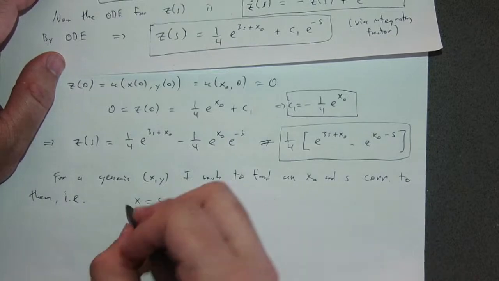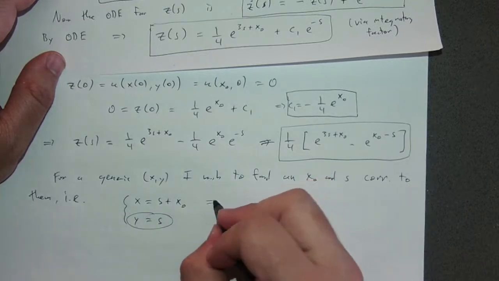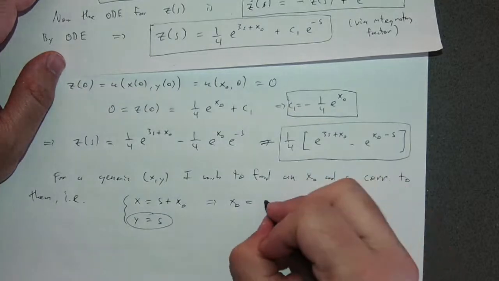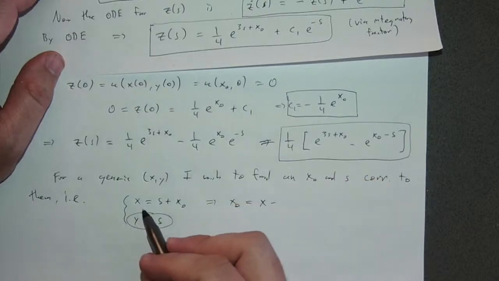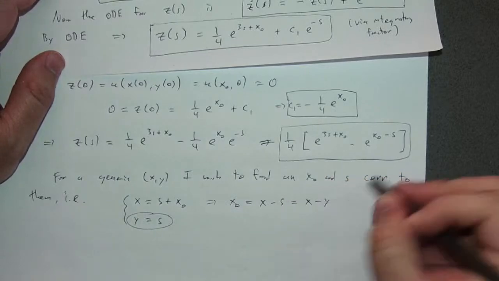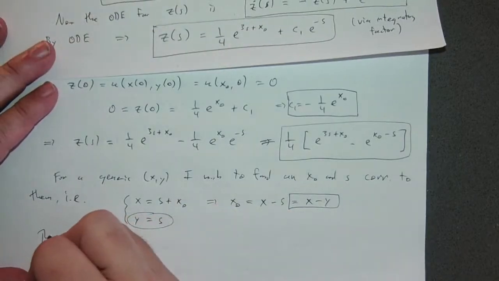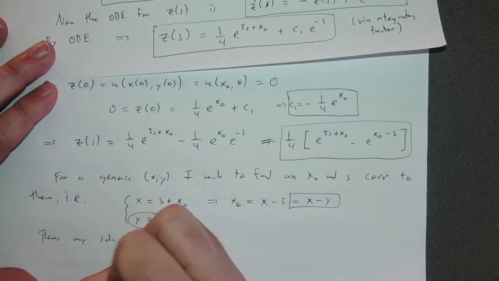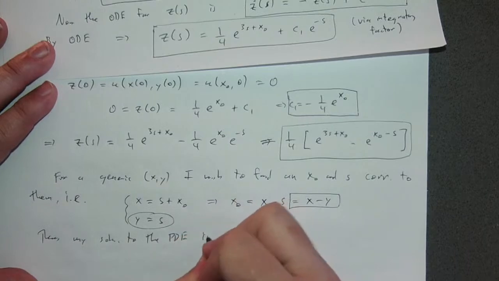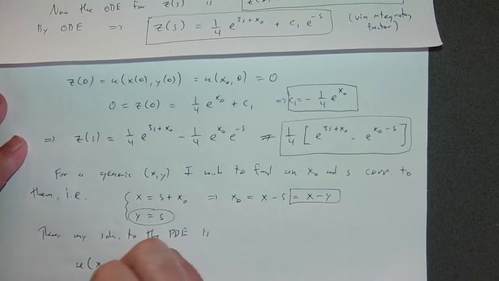Well, that's not too hard to find, right? So I'm looking for an s. There it is. It's just y. The first one tells me that x naught is x minus s, which is x minus y. So x naught is x minus y, and y is s. And so my solution to the PDE is, all I need to do is plug in these for x naught and s into z.